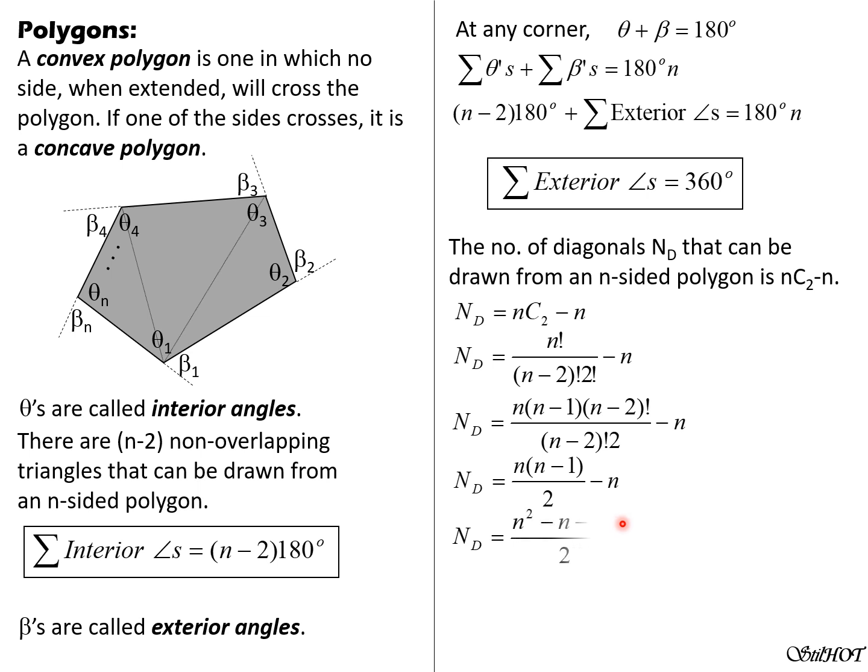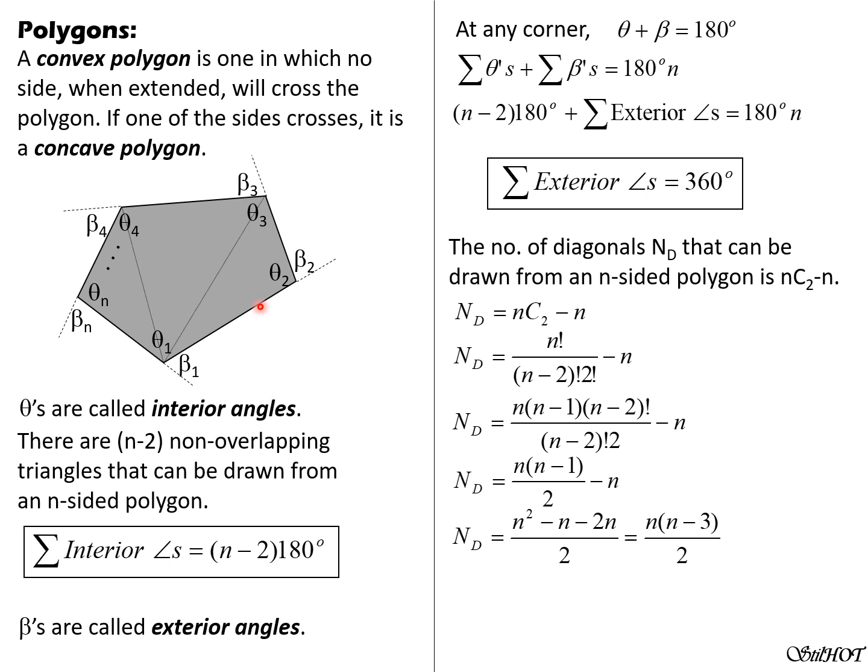Then n squared minus n minus 2n all over 2, or factoring out n in the numerator, n squared minus 3n over 2. So the number of diagonals is given by n quantity n minus 3 divided by 2. For you to easily remember, don't memorize this, but rather this one: combination of n things taken 2 at a time minus n. That's the number of diagonals.